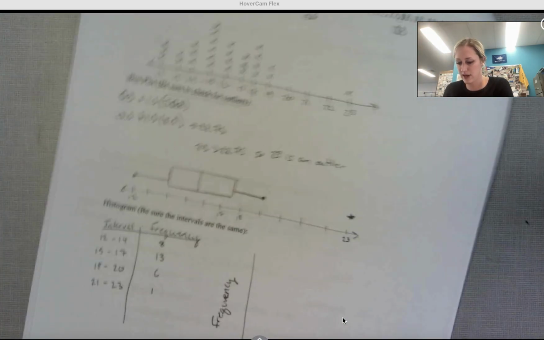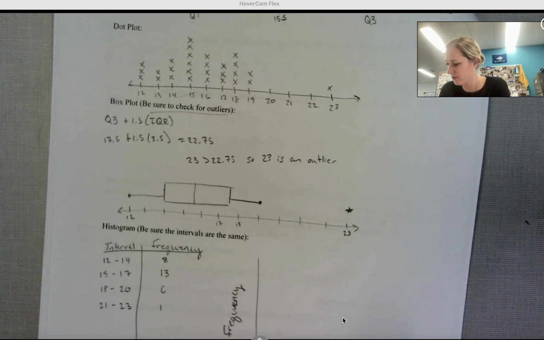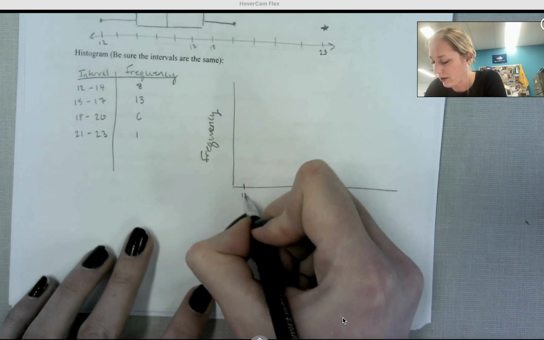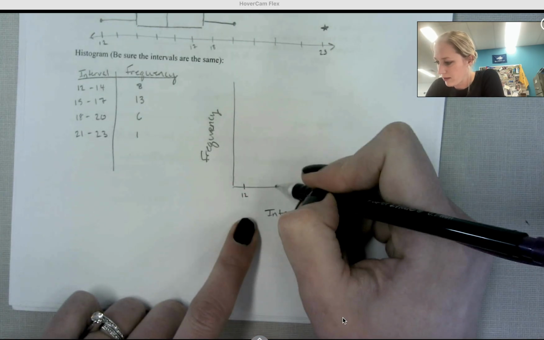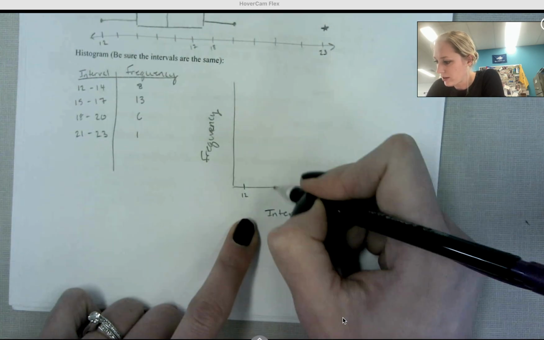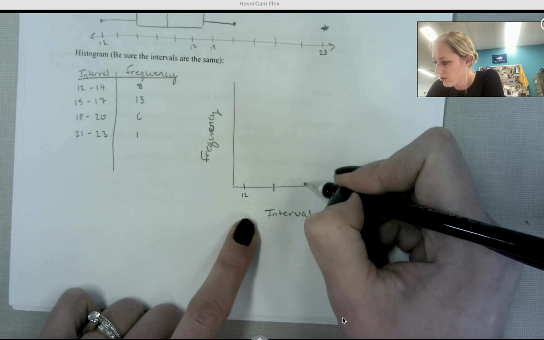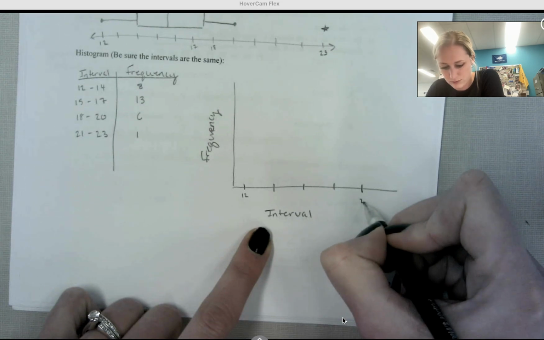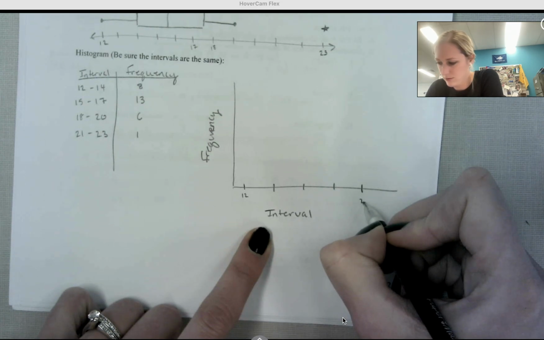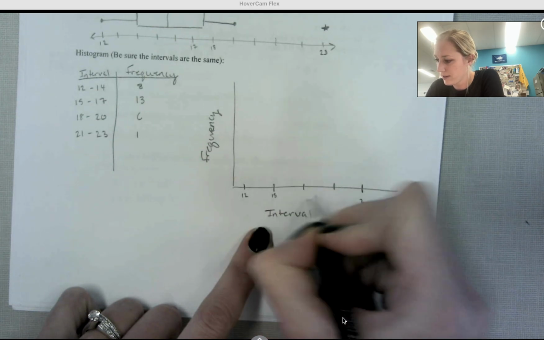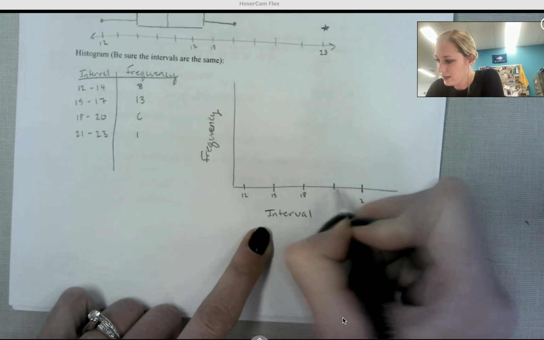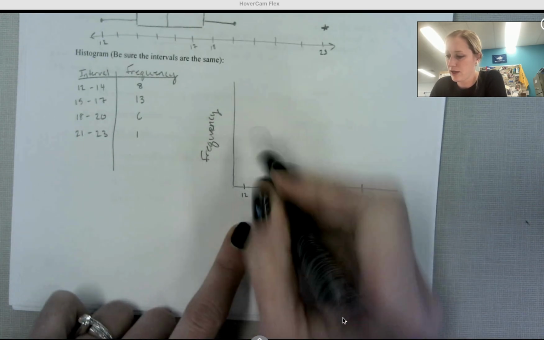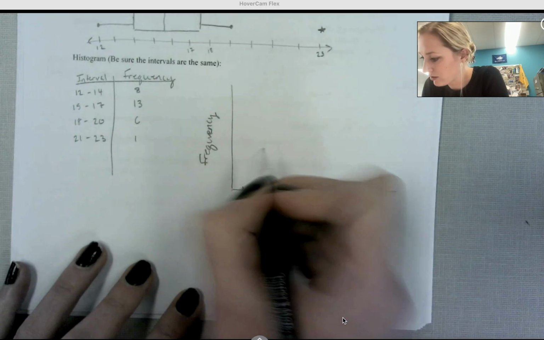Okay, and then again, we're going from 12 to 23, okay? So you can start at 0, or you can just start, I'm just going to make this 12, okay? And then I want to make them about the same. So I've got 1, 2, 3, 4 ranges, so I need 4. So there's 1, 2, 3, 4. Okay, so 15 is where my next bar starts, and then 18, and then 21, and then 24 would be like the last one.